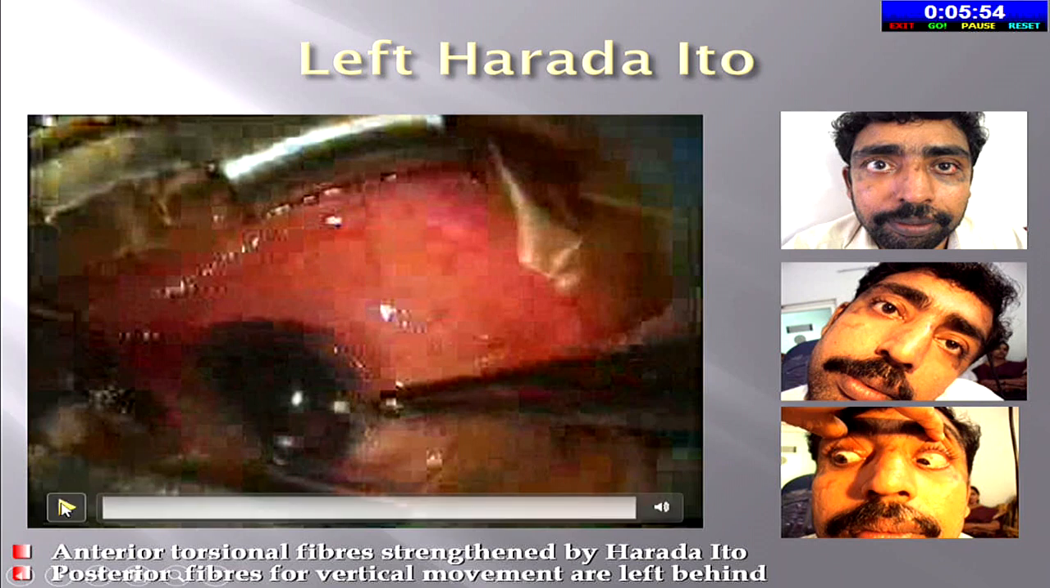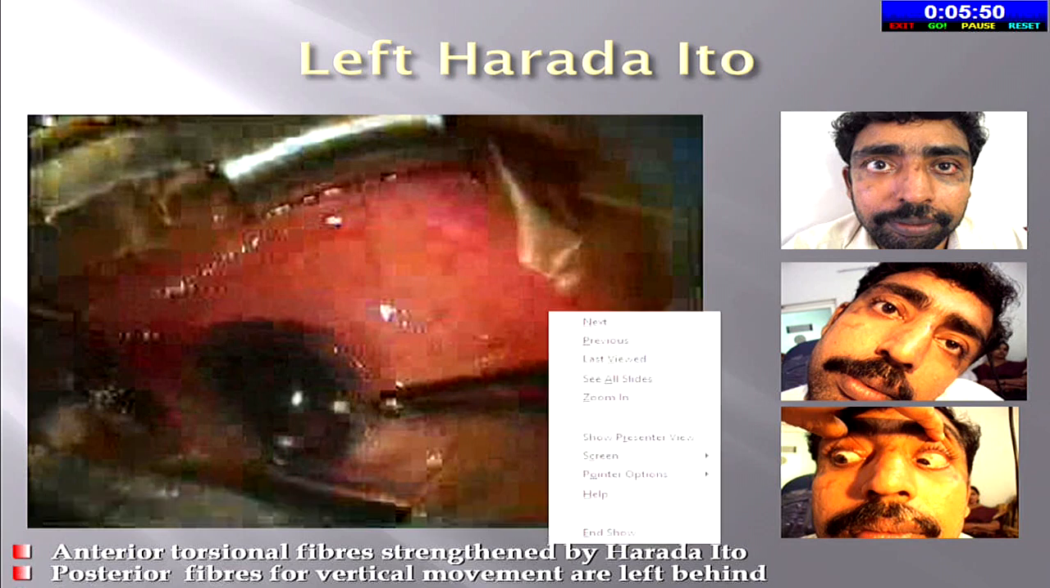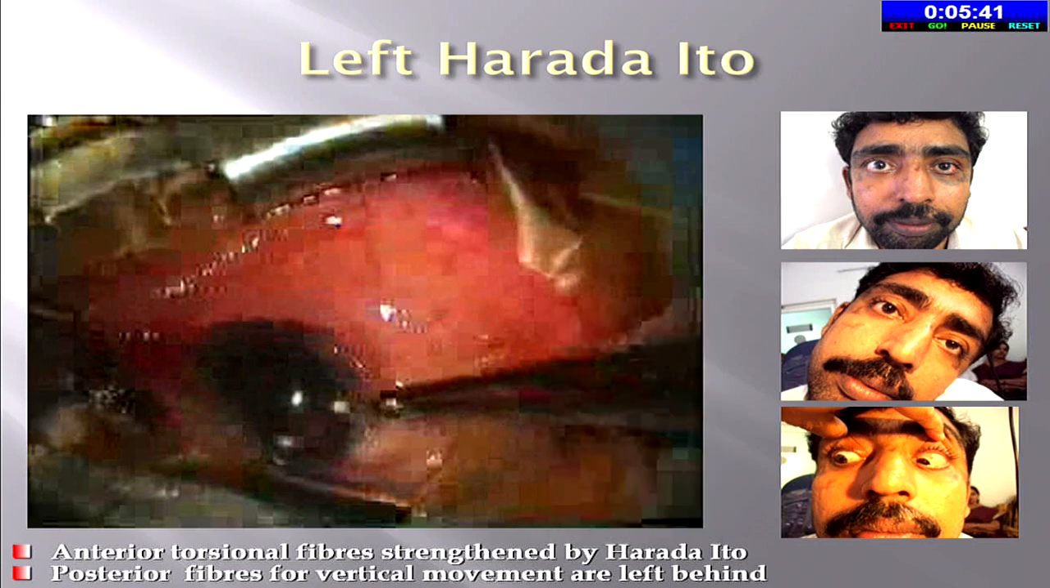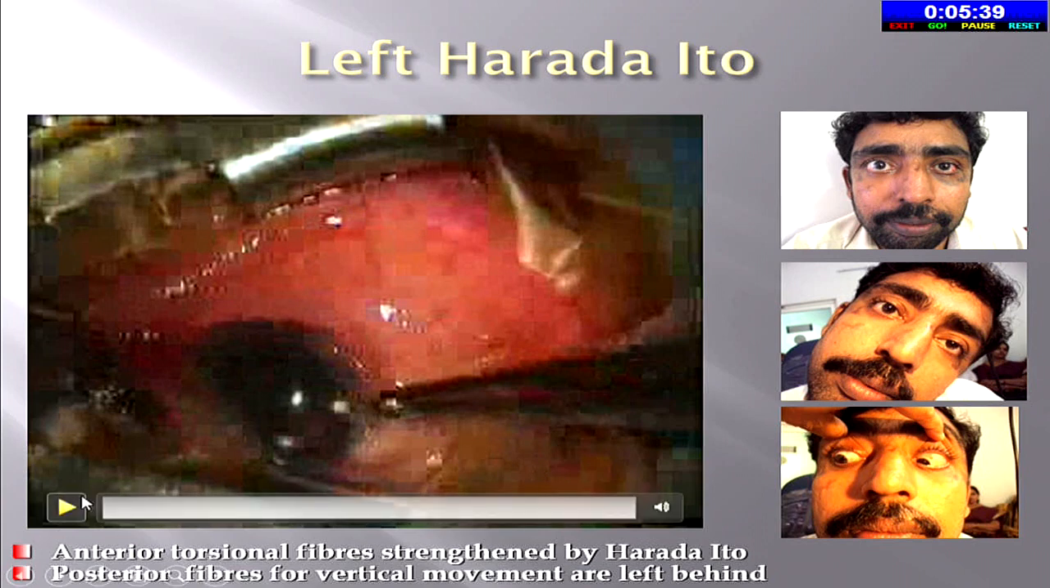Again, I think this is a Harada-Ito procedure done, and his torsion was completely relieved after the Harada-Ito procedure, which strengthens the anterior torsional fibers of the superior oblique. The posterior fibers, which are meant for vertical function, that is depression, we are not touching.